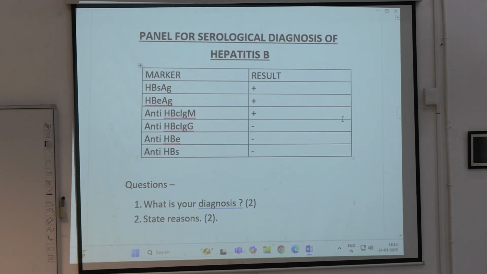Now see what this panel says. HBsAg positive, HBe antigen positive, HBsAg and HBeAg both are positive, anti-HBc IgM positive, anti-HBc IgG negative, anti-HBe negative, anti-HBs negative. So all the antigens are positive. So this is a case of active infection.